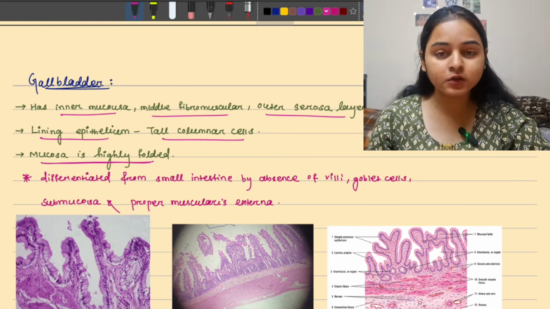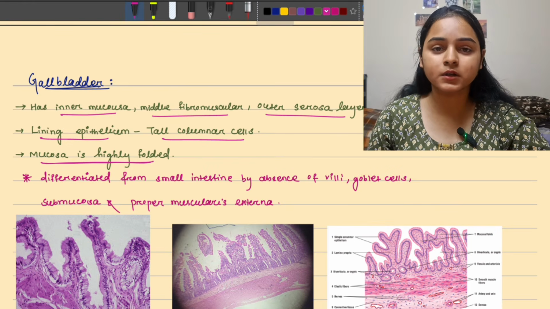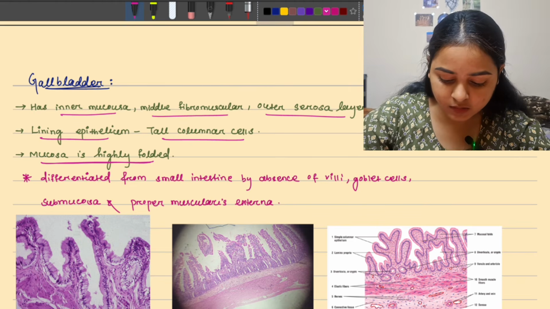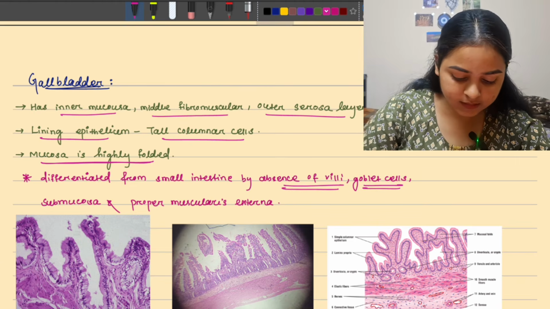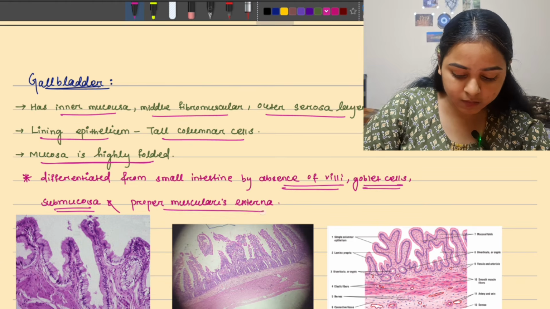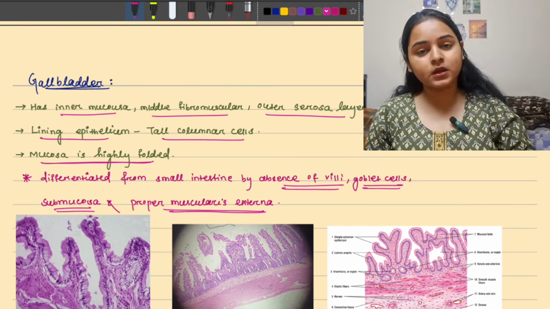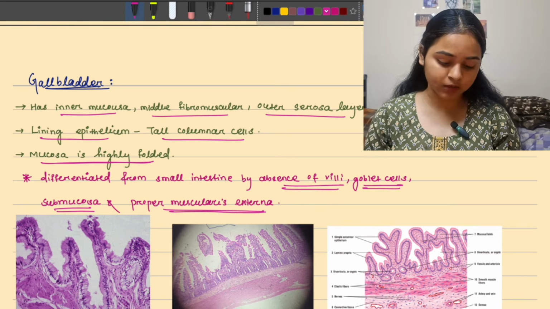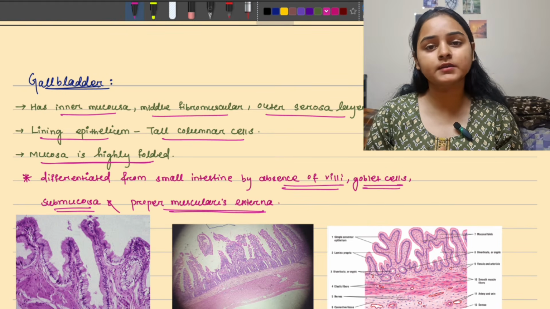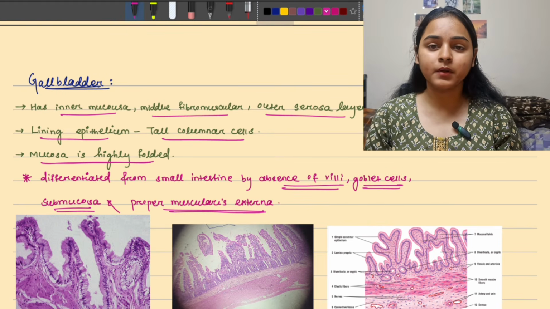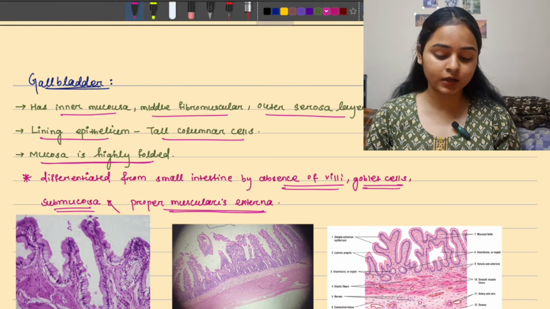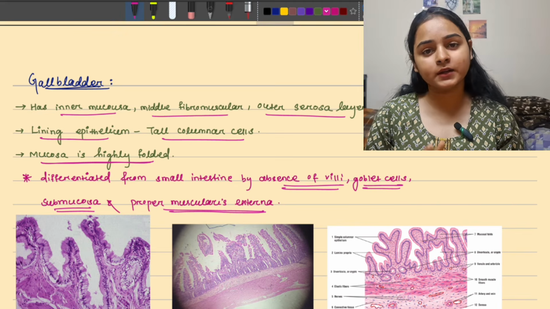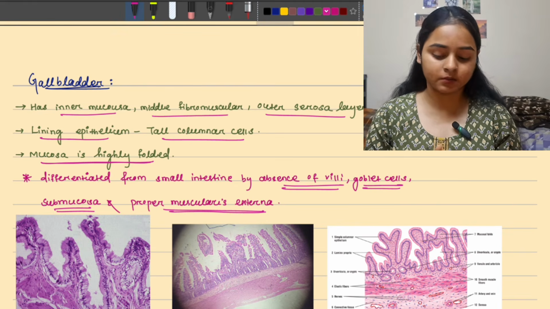Okay, so how do you differentiate the slide of gallbladder from the small intestine? It is differentiated from small intestine by the absence of villi, goblet cells, submucosa, and the proper muscularis externa. So the villi are absent in gallbladder, goblet cells are also absent, and the submucosal layer is absent also. This is an important part. You have to remember the submucosal layer is absent in gallbladder, and in other parts of the GIT it is present. It is often asked by the examiner.